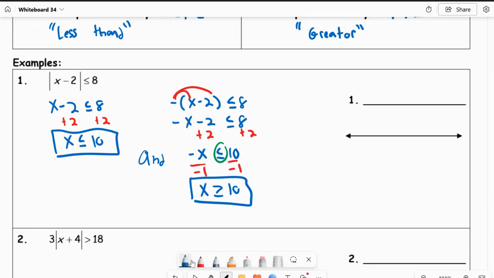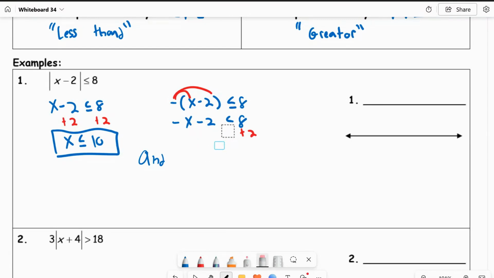Wait a minute, I made one mistake here. Let's go back on this side. I totally forgot to distribute my negative 1 there. So let's go back here. Made a mistake up here. So when distributing my negative 1, I forgot to distribute it to my 2. So I'm going to change that to plus 2 less than or equal to 8. My bad. So subtract 2 from both sides.